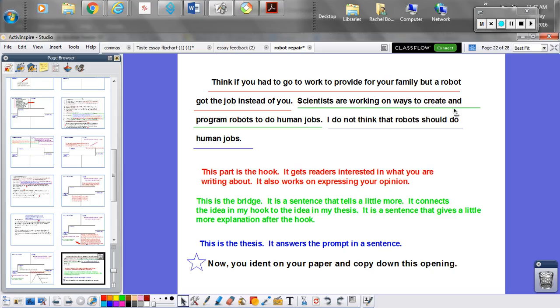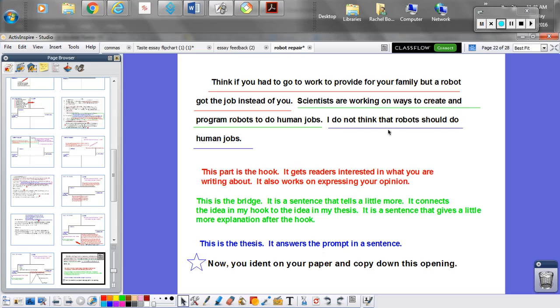Scientists are working on ways to create and program robots to do human jobs. This is the bridge. It is a sentence that tells a little more. It connects my idea from my hook to the idea in my thesis. It is a sentence that gives a little more explanation after the hook. I do not think that robots should do human jobs. This is the thesis. It answers the prompt in a sentence.